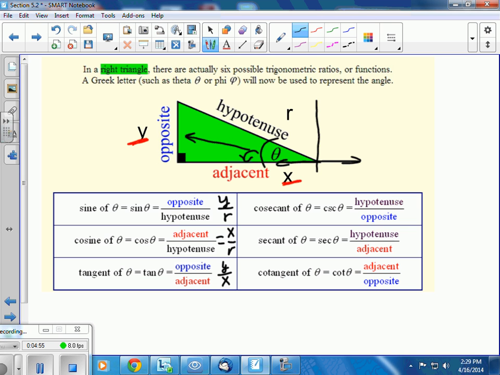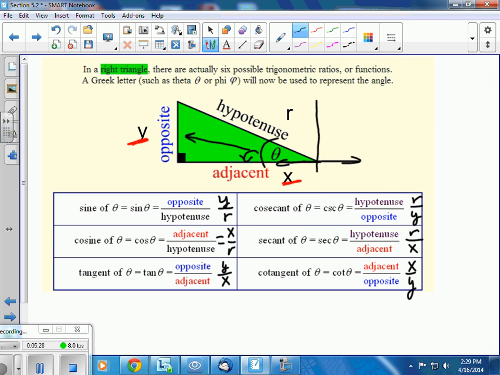The nice thing is that, again, they are reciprocal functions, and I've set the reciprocal functions next to each other. This is how I keep them memorized. The cosecant is the reciprocal of sine, and of course my reciprocal then would be r over y. The reciprocal function of the cosine is the secant, and again that would be r over x, and the reciprocal function of the tangent is the cotangent, and it would be x over y.